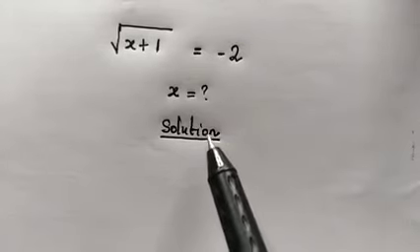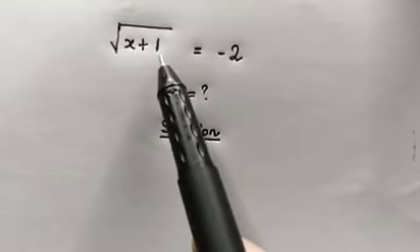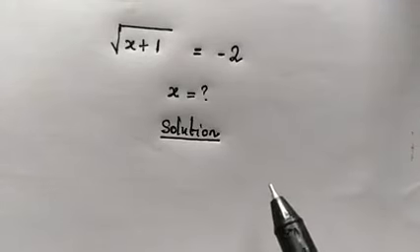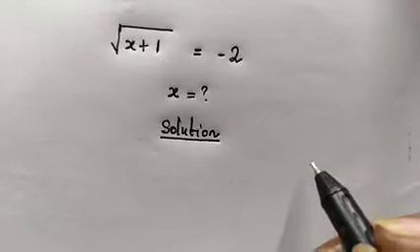Today we're given the following interesting radical equation. The square root of x plus 1 is equal to negative 2. I'm going to figure out if there's any real solution for x. But let us think about the following.